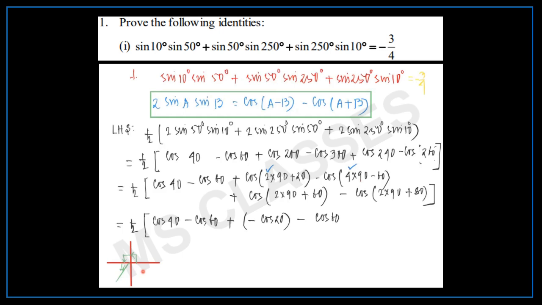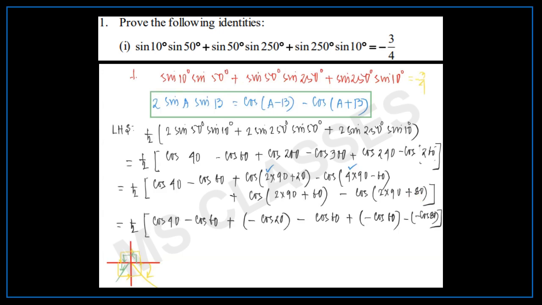Now, if an angle terminates in the fourth quadrant, cos is positive. Try to understand: 190, 290, 390, 490 minus something means back to the fourth quadrant. Fourth quadrant cos is positive. Next, plus cos(2 into 90 plus 60). Already you have seen it lies in the third quadrant, and in the third quadrant cos is negative. So minus cos 60. Next, again the same thing: 2 into 90 plus 80, 190, 290 plus something, terminates in the third quadrant. Third quadrant cos is negative. So minus cos 80.